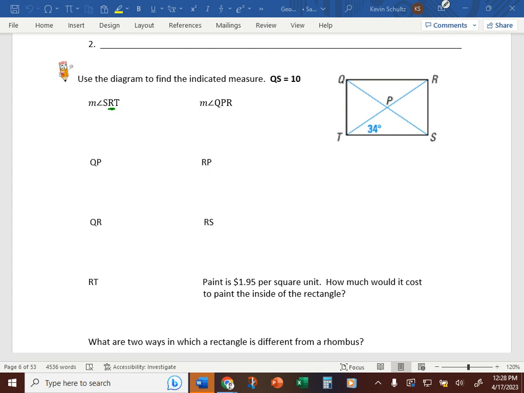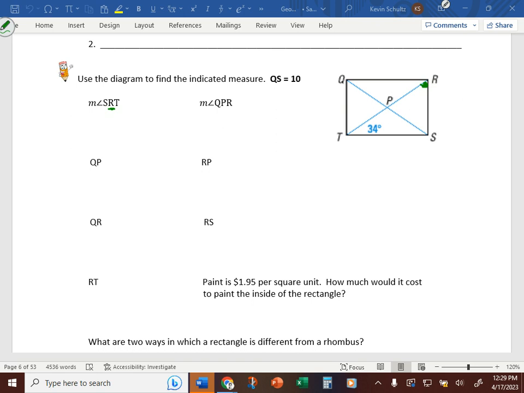Anyone have any thoughts as to what this angle SRT is right up here? 34. How do you get 34? Because opposite angles are congruent. I looked at that bottom 34, and I thought to myself, opposite angles are congruent, and I thought yes. Okay, so Damien, a couple things here.